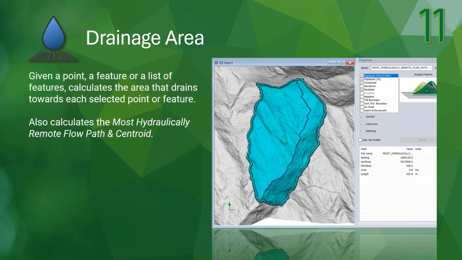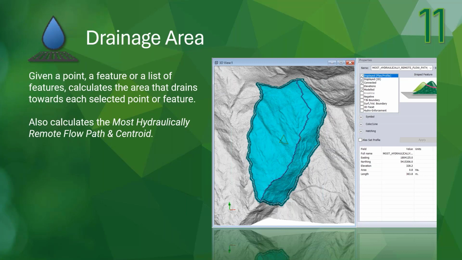And this one's really useful, especially when you're working with culverts, to understand what the drainage area is that feeds that culvert location. So you're able to calculate that to a point, like a culvert, or if you wanted to calculate the drainage area to a larger feature or a linear feature, you can do that. It also calculates the most hydraulically remote flow path as well as the centroid. So that's the drainage area tool.